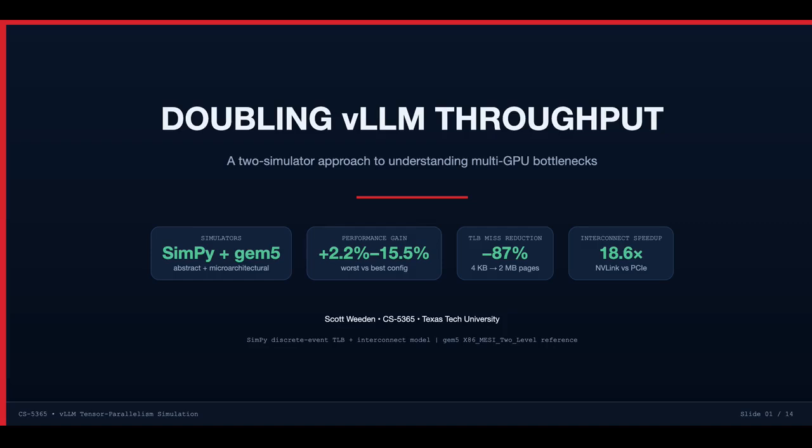Through simulation, I managed to double the throughput of a large language model on a production supercluster. Well, the hardware test hasn't been finalized yet, but it's scheduled and should be ready for the final report. But the results on this slide preview the key outcomes: performance gains between 2.2 and 15.5% across tested configurations, an 87% reduction in translation look-aside buffer misses by switching from 4 kilobyte to 2 megabyte pages, and an 18.6-fold speedup in interconnect latency.